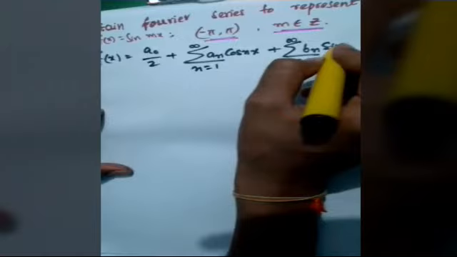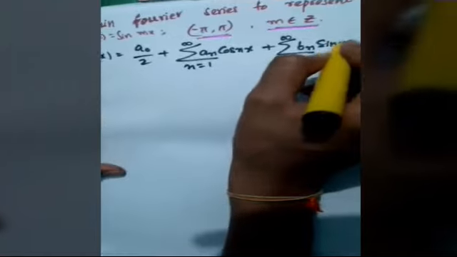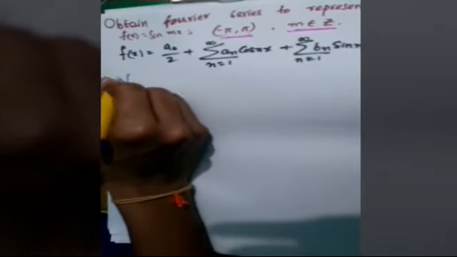Obtain the Fourier series to represent f of x equal to sin mx in between minus pi to pi such that m belongs to Z. We know f of x is equal to a0 by 2 plus summation of n is equal to 1 to infinity an cos nx plus summation of n is equal to 1 to infinity bn sin nx.